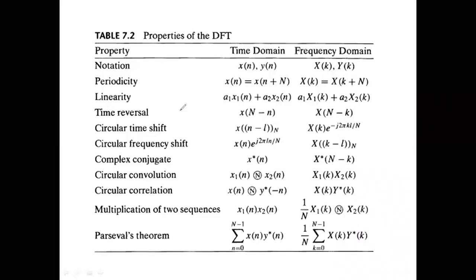Shift in the time domain, a circular shift in the time domain. See, x of n minus 2. So the corresponding DFT is nothing but X of k itself multiplied by the term. What is the term? e to the power minus j 2 pi divided by N into k into, in place of L there shall be a 2. That's that.